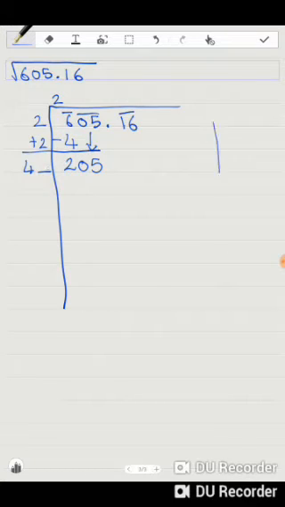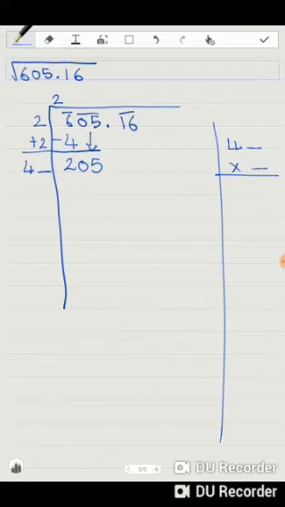Now we ask ourselves the question, 4_ into _ should give you a number less than or equal to 205. So let's try 45 into 5. 5 5s are 25, remainder 2. 5 4s are 20 plus 2 is 22, so 225, which is greater than 205. Hence I go a digit lower. So I take 44 into 4, which will give you 176.